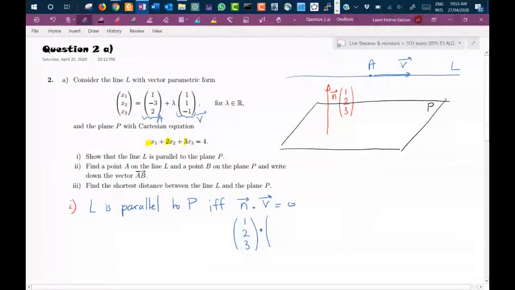So that's my n, and my v was (1, 1, -1). I'm going to calculate this, and I get 1 plus 2 minus 3. I indeed get 0. So therefore, L is parallel to the plane.